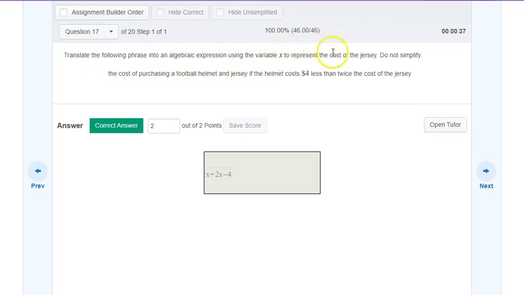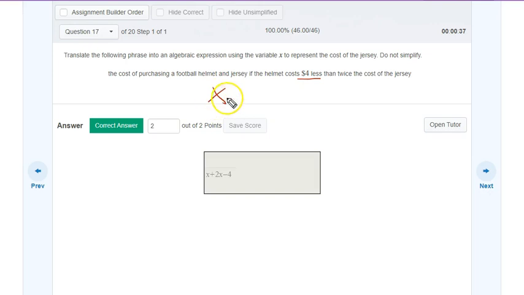Translate into an algebraic expression. Do not simplify. The cost of purchasing a football helmet and jersey, if the helmet cost $4 less than twice the cost of the jersey. Now, for this one, I would have used J for the cost of the jersey, but they want us to use X for the cost of the jersey, so that's okay.